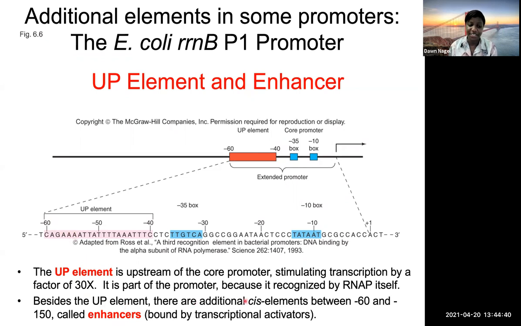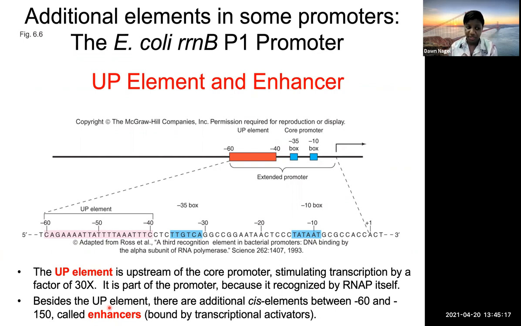Besides the UP element, there are additional cis elements, and cis elements are really just elements present on the same strand of DNA and the same location or chromosome, okay? So usually they're referred to as cis elements because they're present on the same DNA molecule. And you have additional cis elements at -60 to -50, which you don't see here, so it's somewhere upstream here, that are called enhancers. These are not bound by RNA polymerase, but they're bound by transcriptional activators, and we'll talk about those also later on.